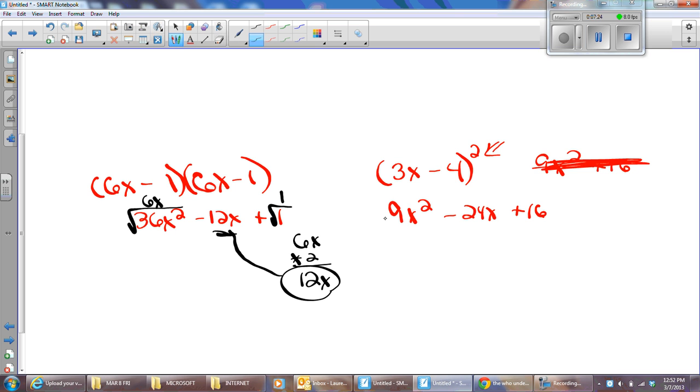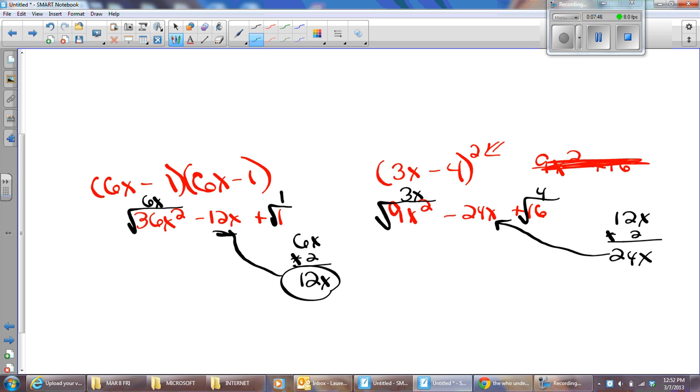The third one, square root of 9x squared, 3x. Square root of 16 is 4. Multiply 3x times 4, and I get 12x. Double it, and I get 24x. Okay, 24x. All right, so that's really not a coincidence.